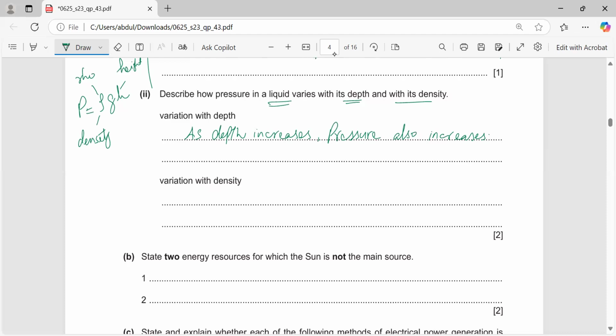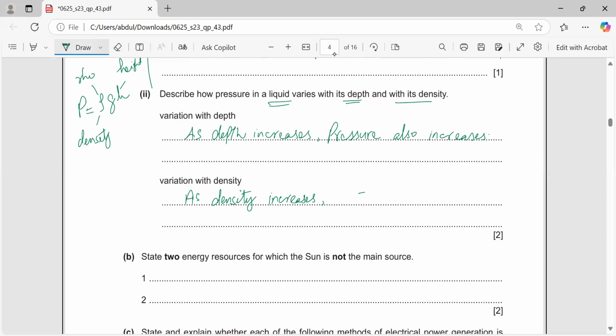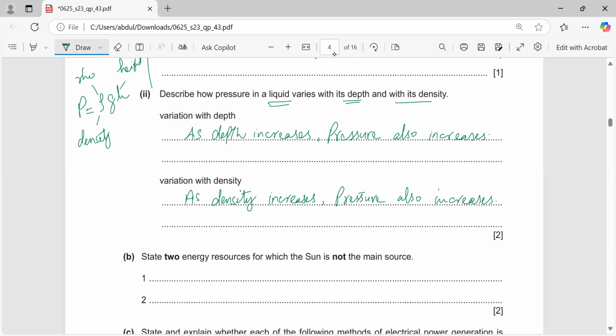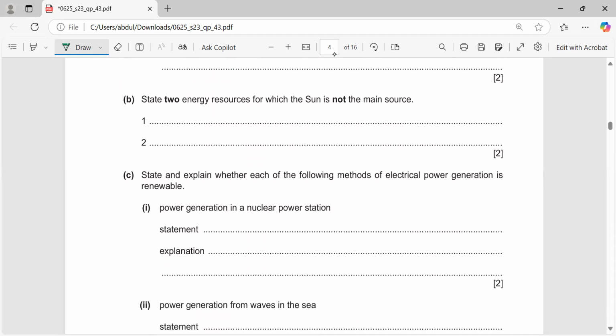Because it is directly proportional, again we can say, as density increases, pressure also increases. Or simply you can say pressure increases with density. That's also okay, a shortcut. But anyhow, now I have written, so as density increases, pressure also increases.